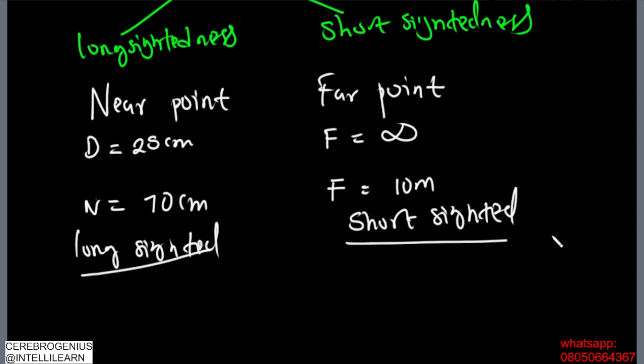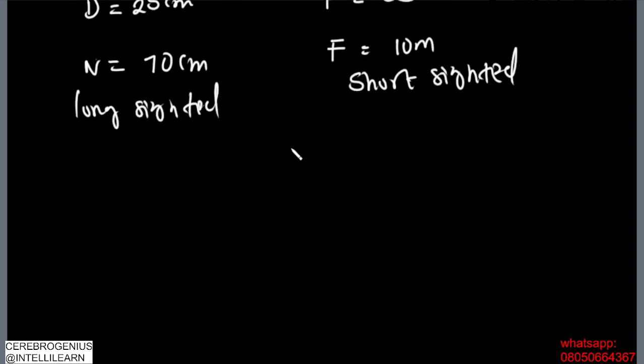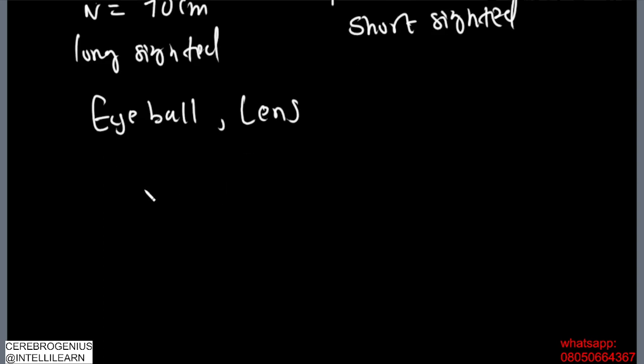Now another thing we should actually know is what usually causes long-sightedness and what causes short-sightedness. As far as I know, there are two major causes of long-sightedness and short-sightedness. It either has to do with the person's eyeball or the lens of the person's eye. It has to do with what? The eyeball of the person and also the lens of the person.